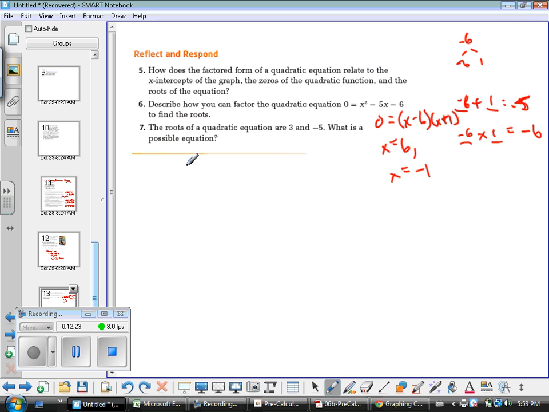If the roots of a quadratic equation are 3 and negative 5, then a possible equation would be found by going x minus 3 and x minus negative 5, or x plus 5. Then if I wanted to, I could multiply that: x squared plus 2x minus 15 equals 0. That's a possible one, but if you took that equation and multiplied it by any constant number, that would give you some other possibilities as well. So there are a number of different possibilities, but that's one of them that would definitely have those roots.